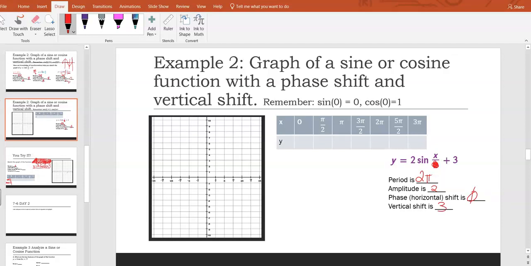So you might want to do this: the sine of x, and then 2 sine of x, plus 3. This might make the graphing just a little bit easier.